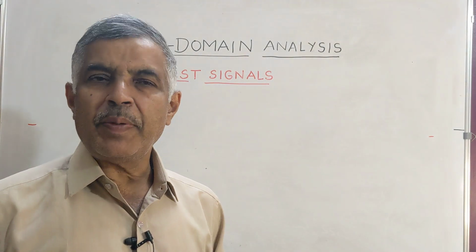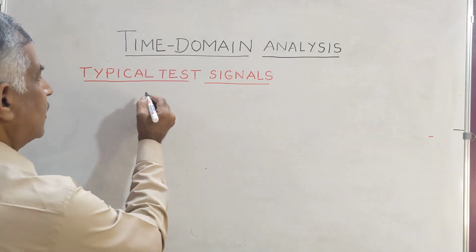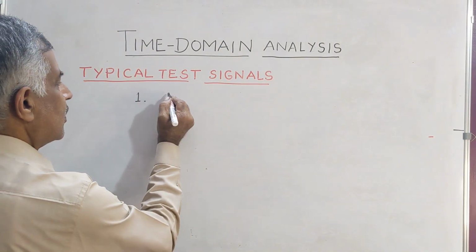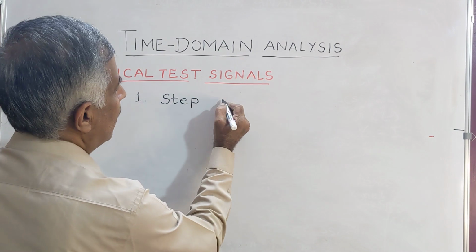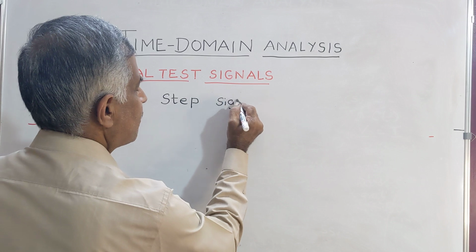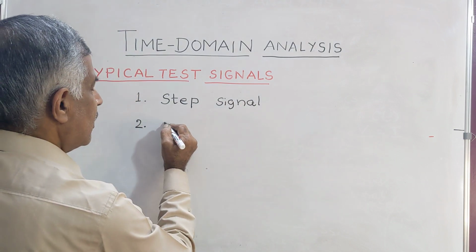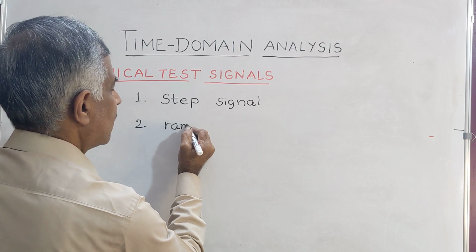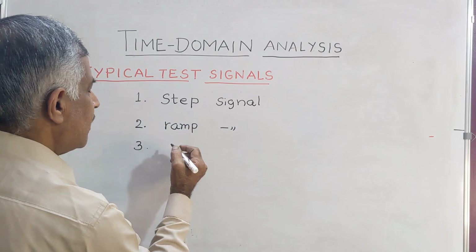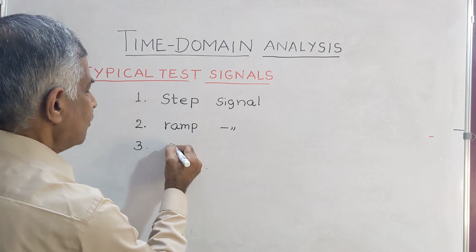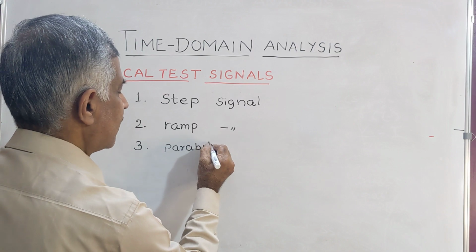So what are these typical test signals? The typical test signals are three in number. Number one, step signal. Number two, ramp signal, and the third one is what is known as parabolic signal.